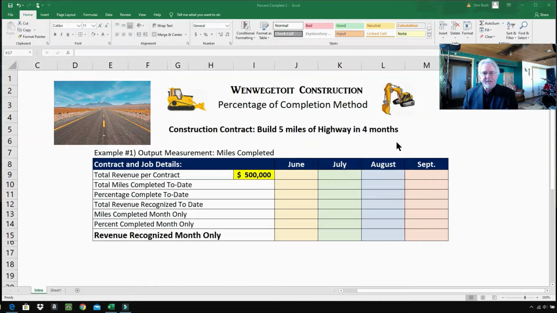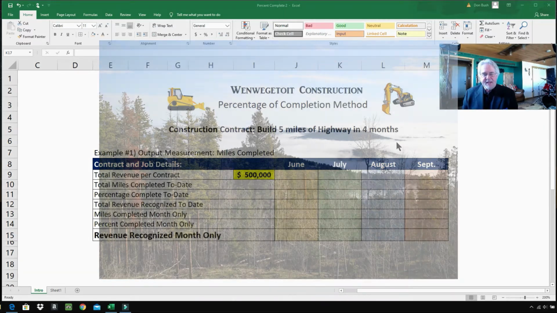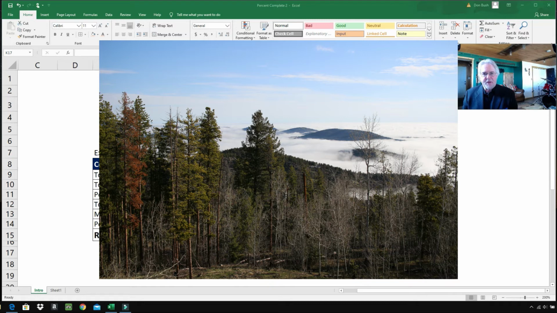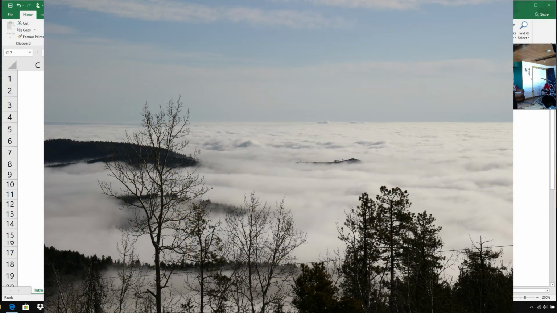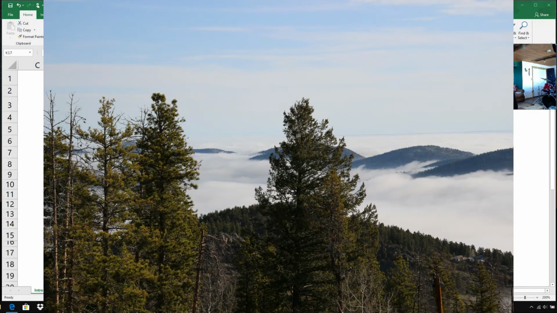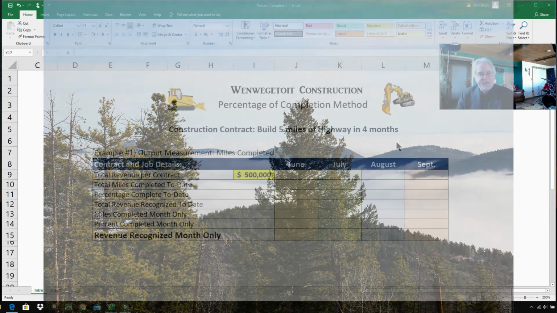This is off my deck this morning. We live at 8,500 feet in Morrison, Colorado. Absolutely beautiful view. And down below those clouds is the city of Denver. And of course you can't see it because of all the clouds, but beautiful picture. So let's get started here.